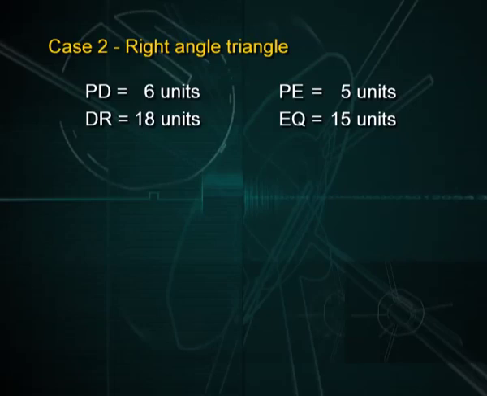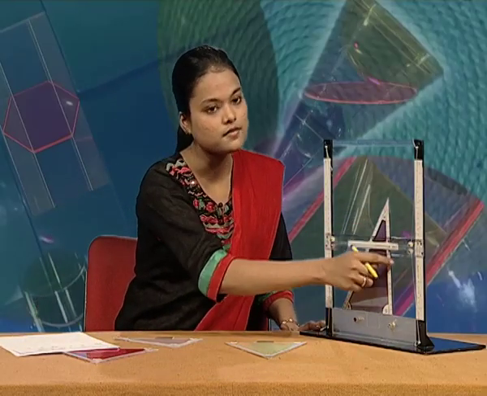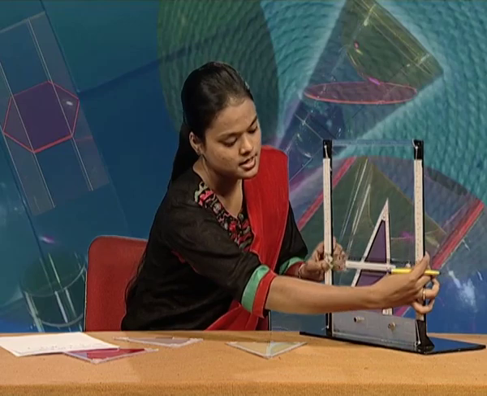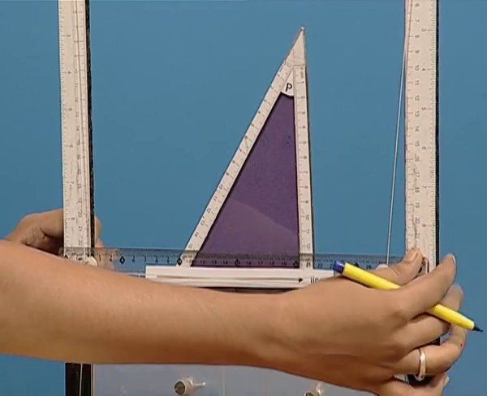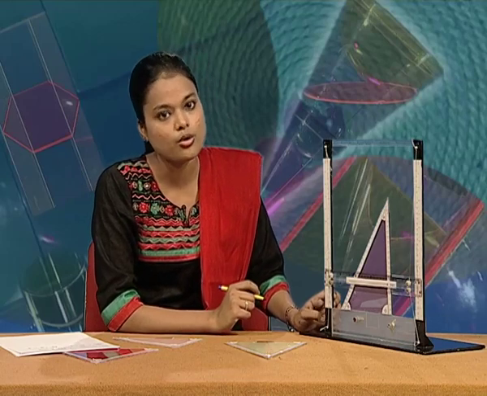Now, by mathematical manipulation, PD by DR is 6 by 18, which is 1 by 3, and PE by EQ is 5 by 15, which is again 1 by 3, which again shows that the other two sides are divided in the same ratio. Now, you can repeat this process by moving the scale up and down and verify yourself whether the corresponding ratios are equal or not.